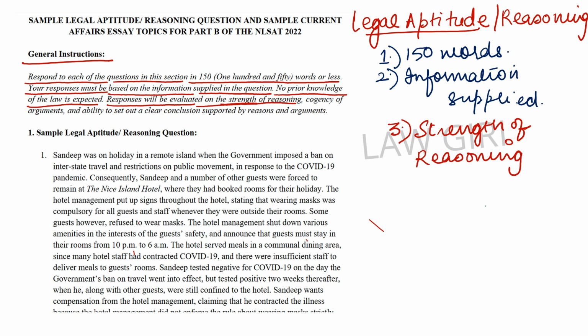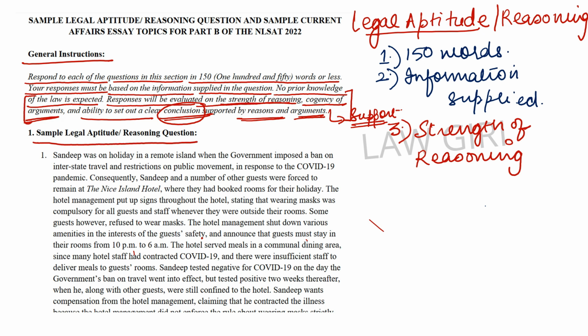So strength of the reason, cogency of arguments. Again, in support of the conclusion that you are arriving at, how many reasons you are able to give, and the ability to set out a clear conclusion supported by reasons and arguments. Okay, a clear conclusion as its extension. Now please note down all of this is important. Now this sample question, I would not read it for you. Please visit my website www.loggery.com, where you will find the sample paper. Solve the sample paper without seeing the answers.